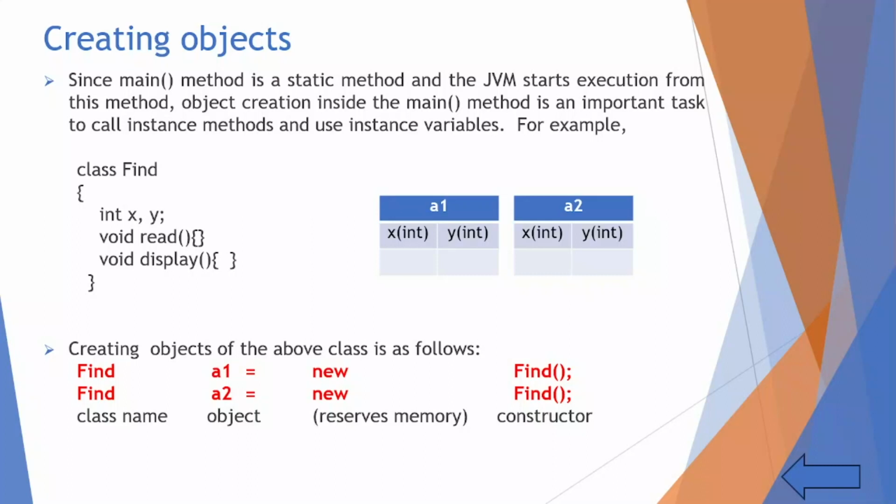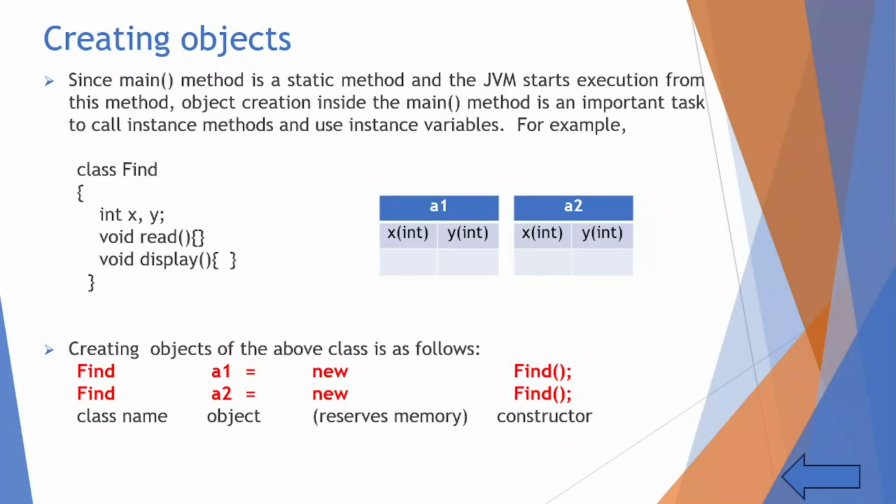But what happens? The hypothetical representation of a1 and a2 is here. a1 is an object of class Find, and the Find class has two variables. What are they? x of integer type, y of integer type, a collection of variables. Similarly, a2 = new Find() means the a2 object will be declared in memory. It has two parts again, x and y, and there is a place to accept or read values.